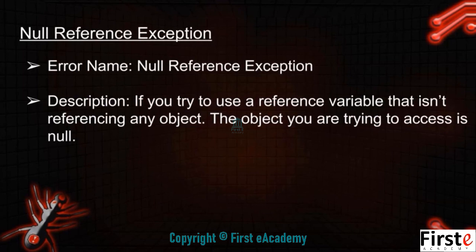A null reference exception occurs if you try to use a reference variable that isn't referencing any object. The object that you are trying to reference is null. There are several possible causes of a null reference exception.